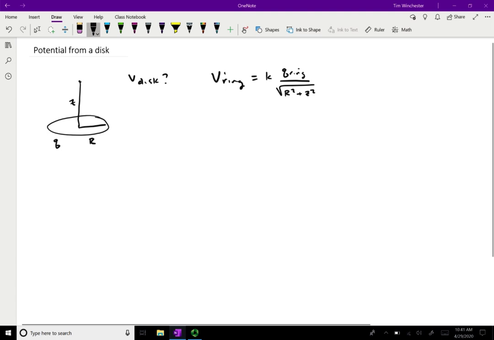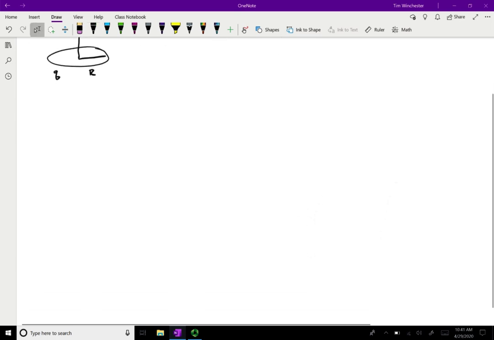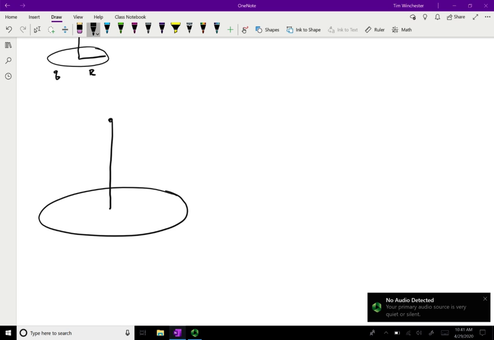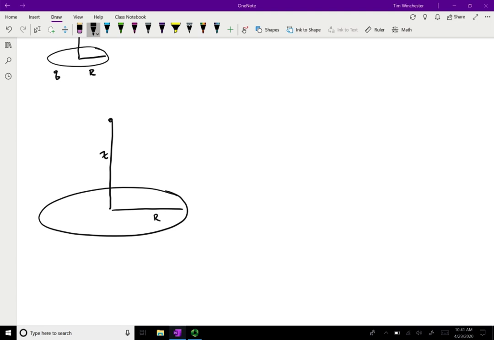Okay, so what I want to do then is draw a careful picture, and split the diagram into rings since I know the potential for each ring. I'm going to draw this much larger now. Like this. So we know the radius, R. We know the distance away from the center of the ring, Z.